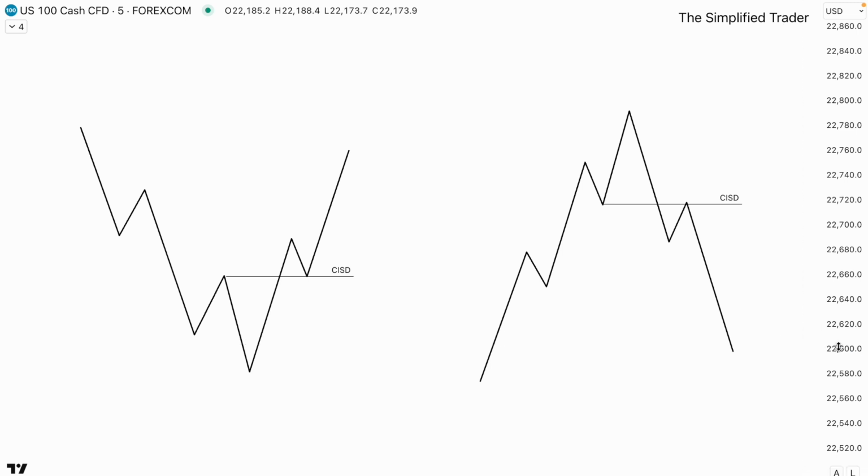Now, after I discuss change in state of delivery, I'm going to discuss actual time frame alignment and how do we pair the two time frames together to get a high probability trade. So, change in state of delivery.